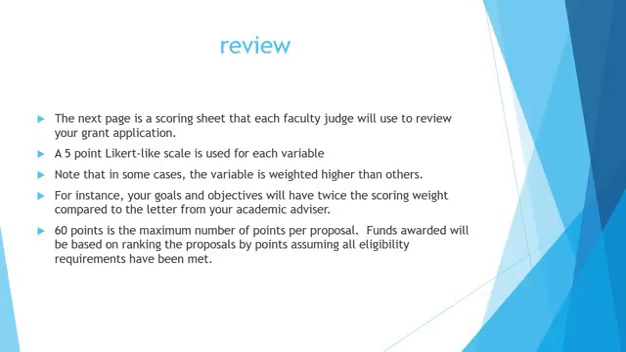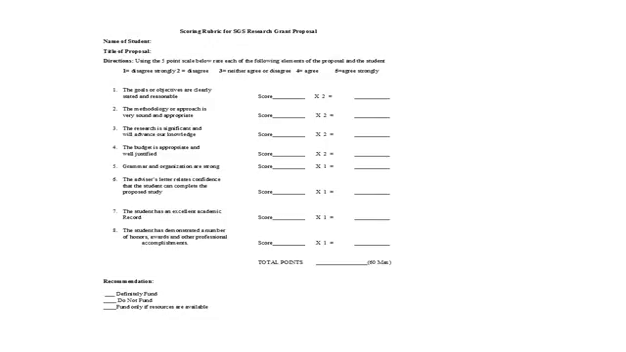Funds will be based on ranking of the proposals by points, assuming all eligibility requirements have been met. And here we go with the actual sheet, for each of the 8 categories and the weight for each category. Finally, at the bottom of each scoring sheet is a recommendation of definitely fund, do not fund, fund only if resources are available. This completes Module 3 in the entire series on how to prepare an SGS research grant proposal.